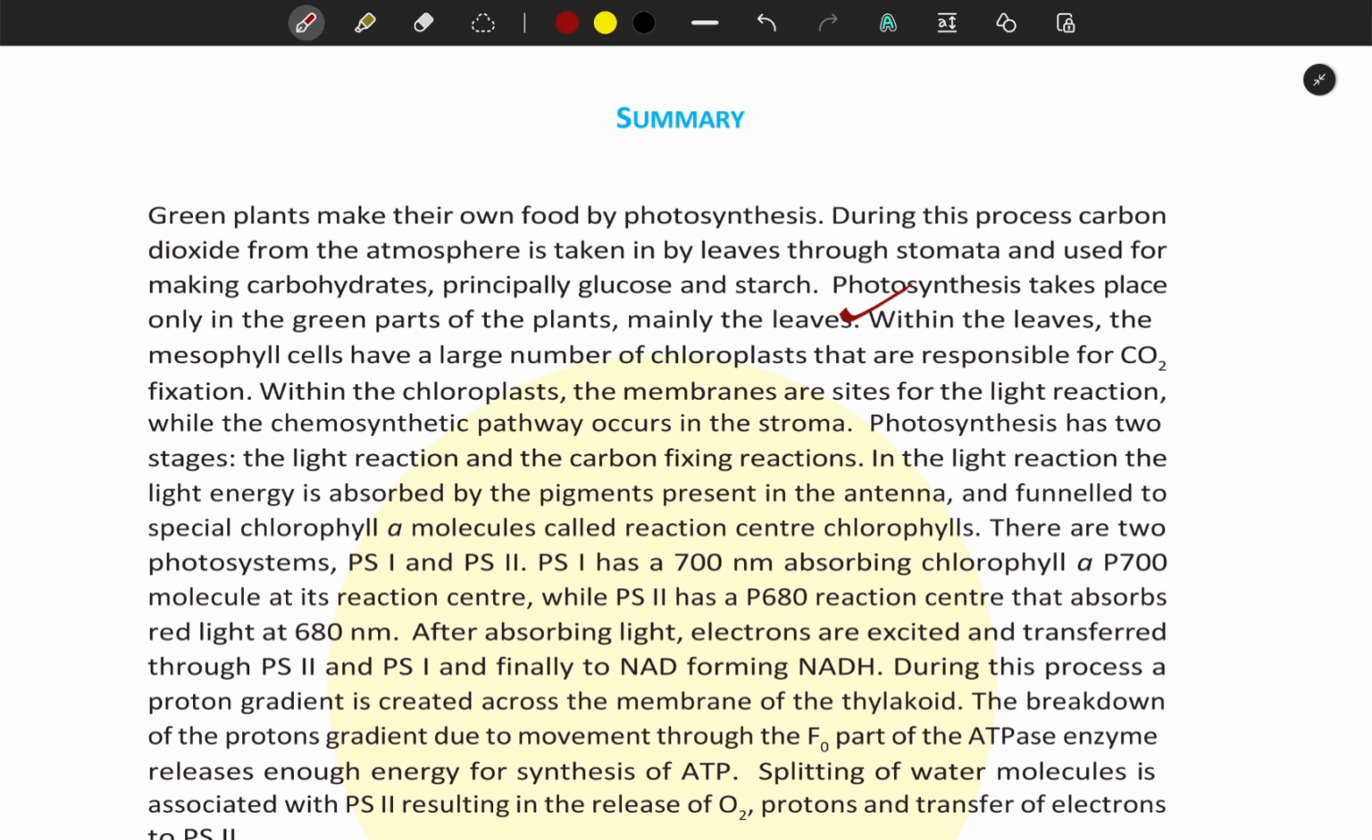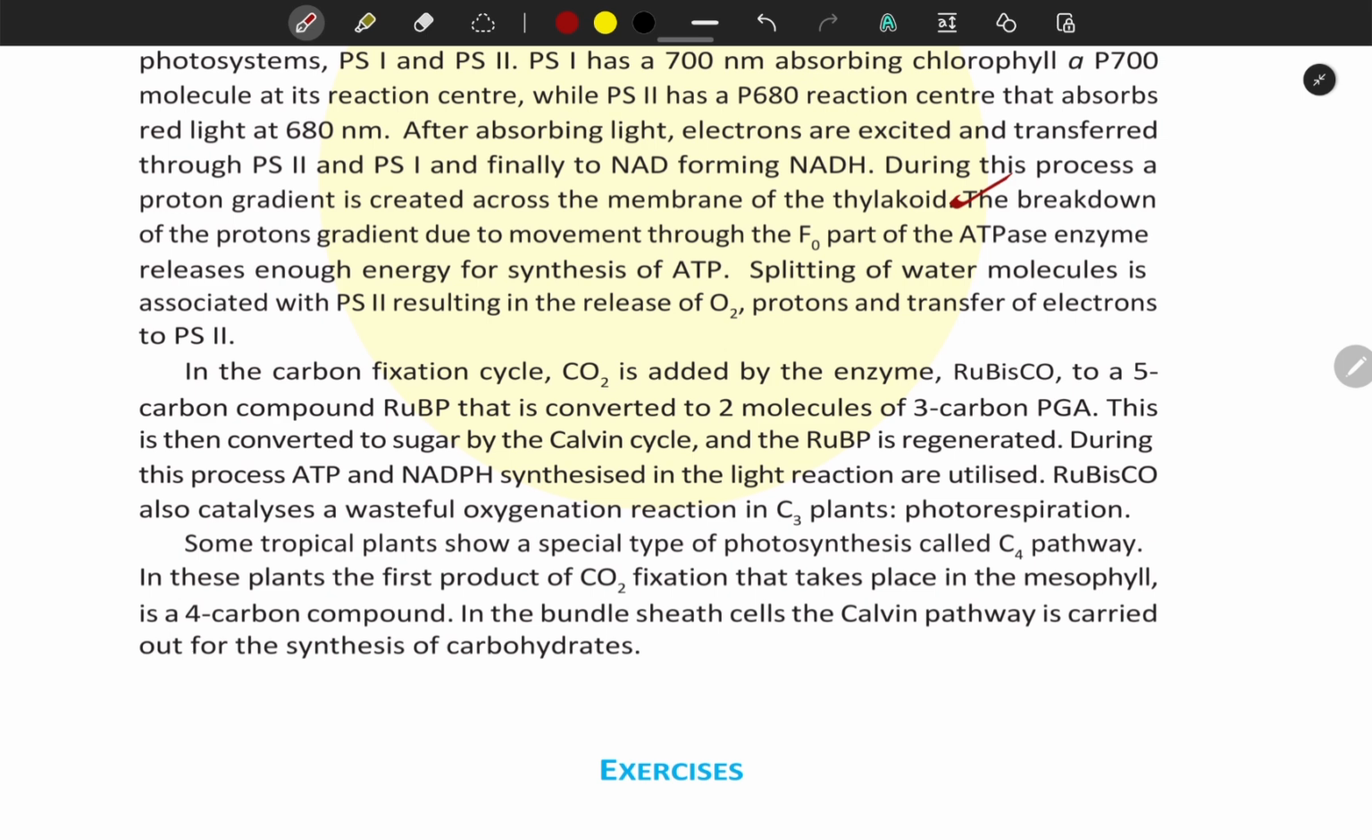During this process, a proton gradient is created across the membrane of the thylakoid. The breakdown of the proton gradient due to movement through the F0 part of the ATPase enzyme releases enough energy for the synthesis of ATP. Splitting of water molecules is associated with PS II, resulting in the release of O2, protons, and transfer of electrons to PS II.